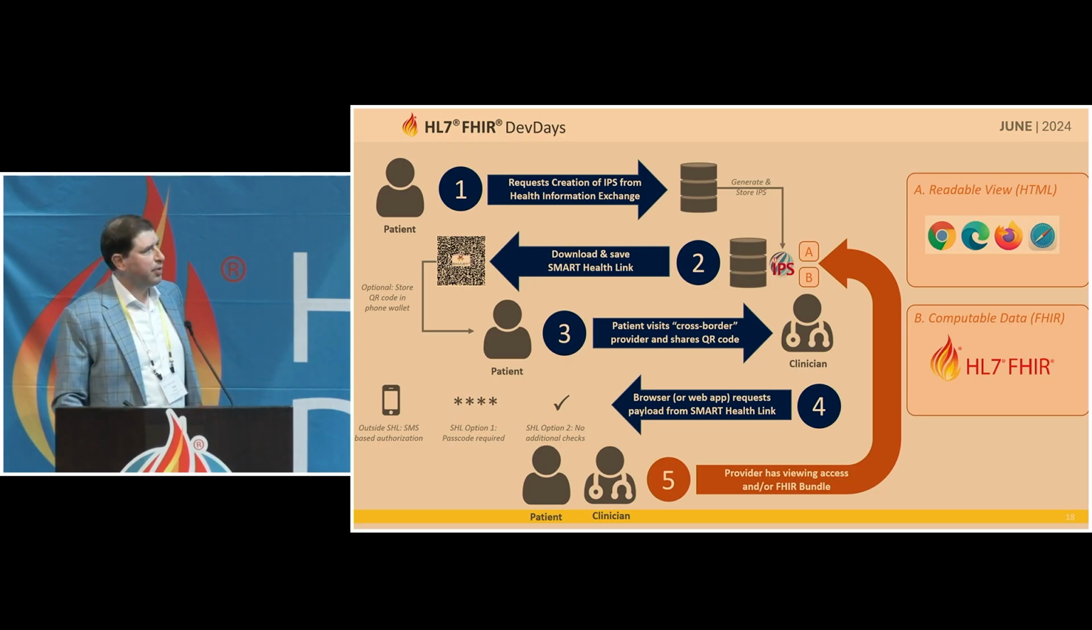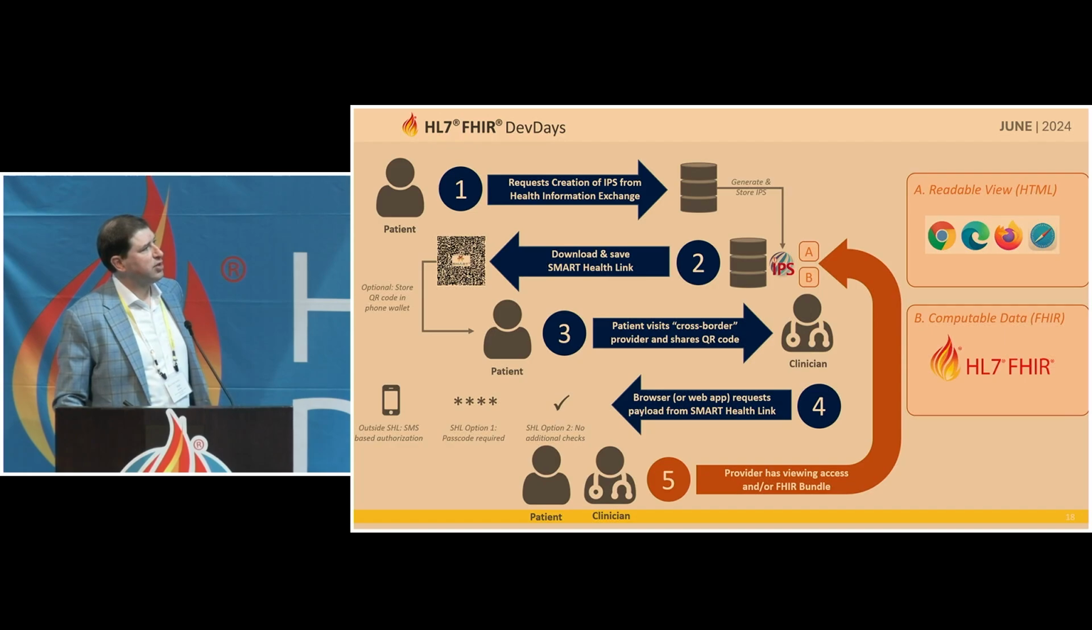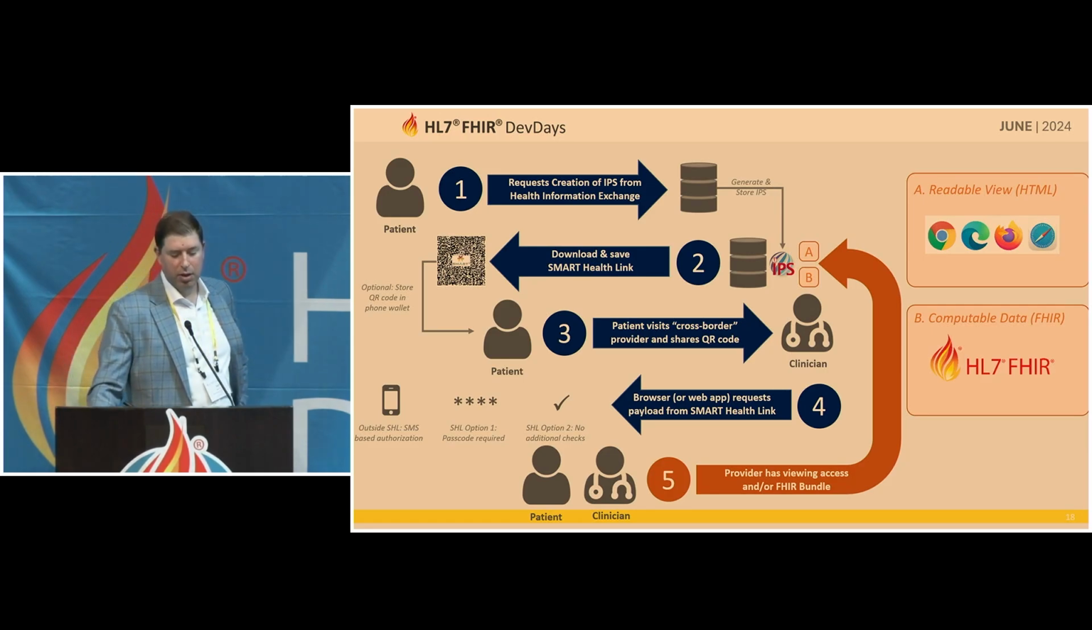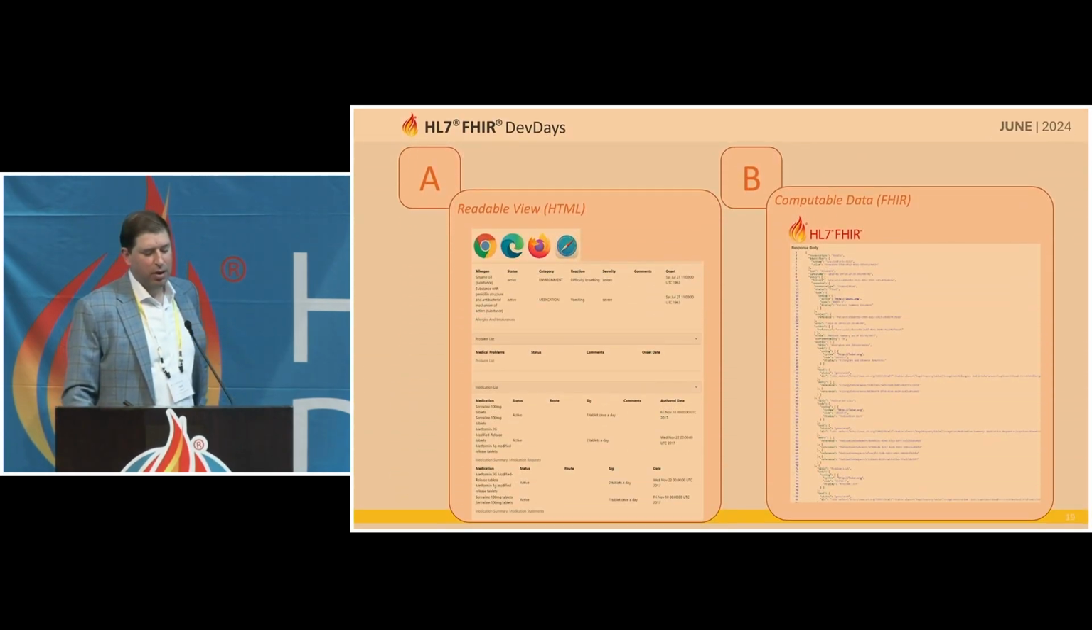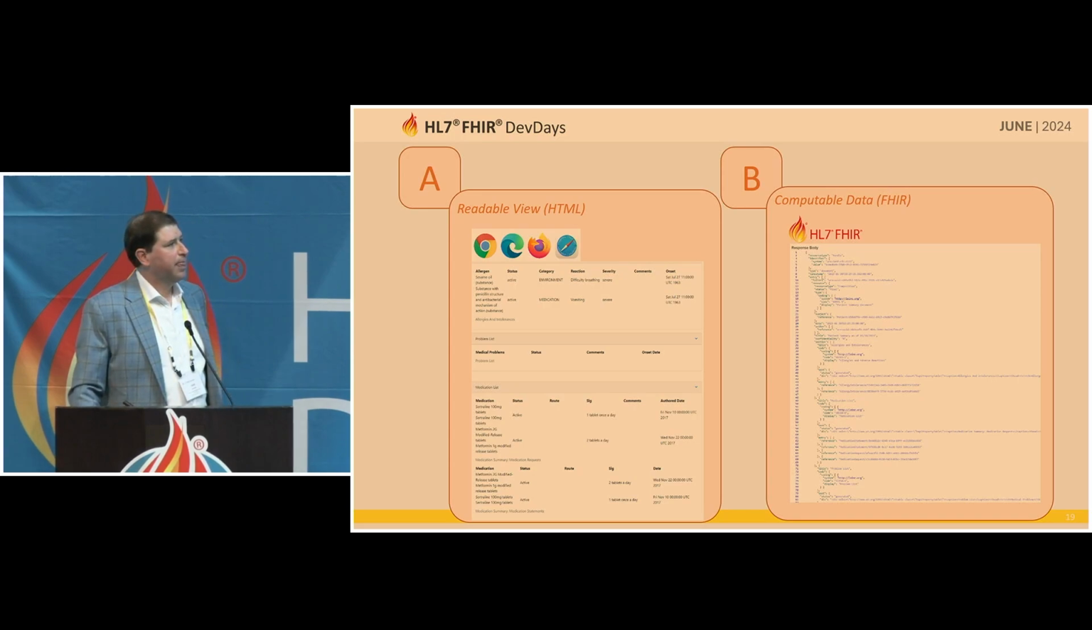Either if they had a system that was FHIR aware, they'd be able to view the JSON. Oh, sorry, went too fast there. As you can see, the HTML, and then at the bottom right is the FHIR bundle. And this is a bigger view of that. So on the left, you can see the readable view via HTML, and on the right is the JSON for FHIR-aware capable systems.